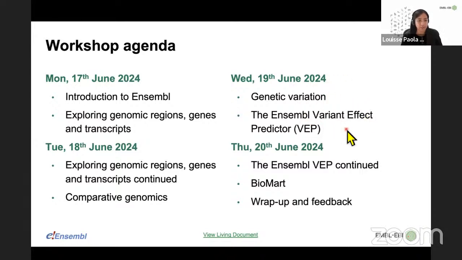So today we are going to look at genetic variation. So what variation data we have in Ensembl, and we're going to try one of our most popular tools, which is the Ensembl Variant Effect Predictor, or VEP. And this allows you to find out the consequences of your own variants. And hopefully we'll have time to do some exercises so that you can try and give it a go yourself.